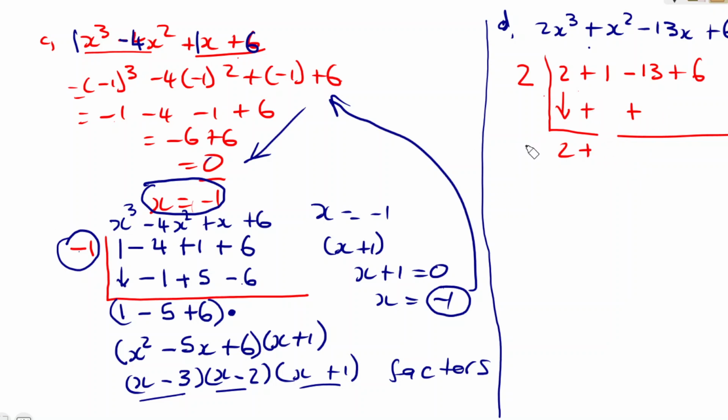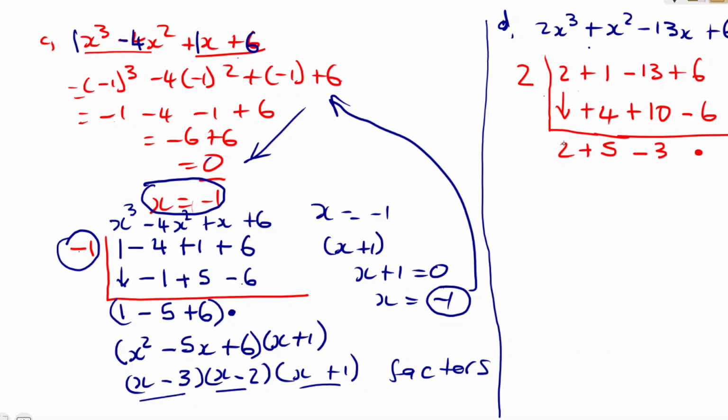Yeah, so let's do it again. We drop a 2. 2 times 2, that's going to give us a positive 4. Then 1 plus 4 is going to give you a positive 5. 2 times 5, that's going to give you a positive 10. Then negative 13 plus 10, that's going to give you a negative 3. Then 2 times negative 3, that's going to give you a negative 6. The last one must always give you a 0.